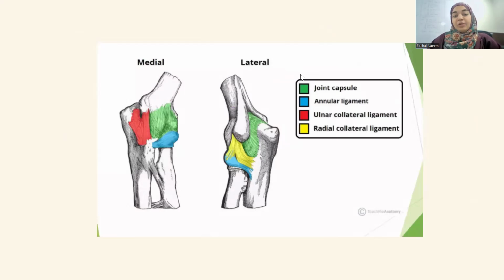Now we have a few ligaments that we're going to study later on when we do the elbow joint again, but let's touch on them briefly here. We have the joint capsule, which covers the elbow joint itself. Then we have an annular ligament, which allows for the capitulum of the humerus and the head of the radius to articulate and form a joint. And then we have an ulnar collateral ligament and a radial collateral ligament. These collateral ligaments allow for better movement, protection, and reduced friction of the elbow joint. Okay, they help in stability of the elbow joint.